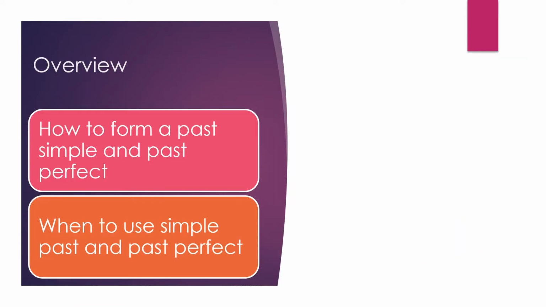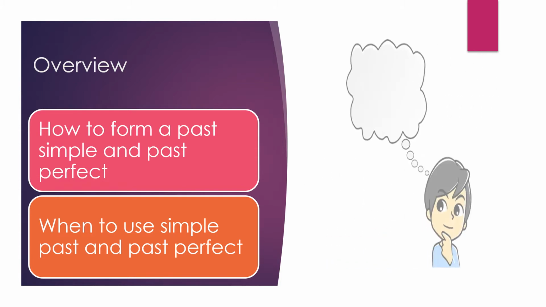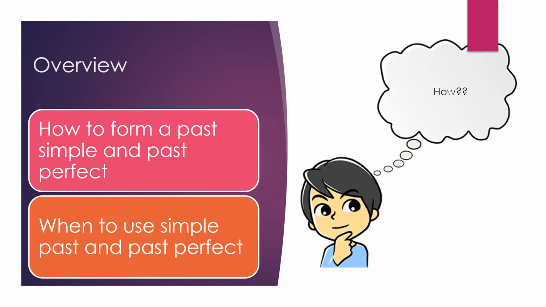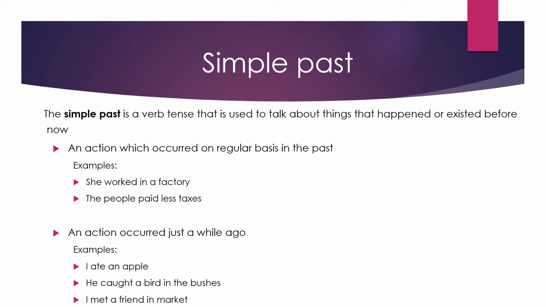Now let us see how to form a simple past tense and a past perfect tense, and when to use a simple past and a past perfect tense. The simple past is a verb tense that is used to talk about things that happened or existed before now. An action which occurred on a regular basis in the past. Example: she worked. The people paid less taxes.